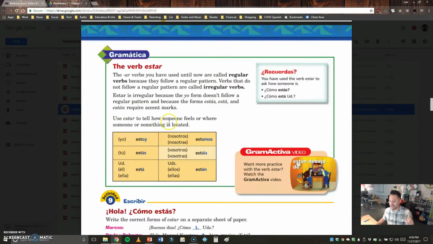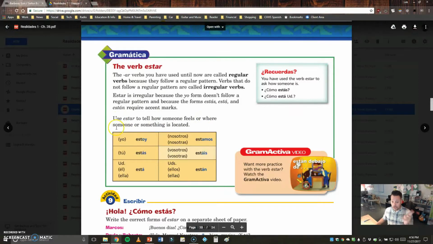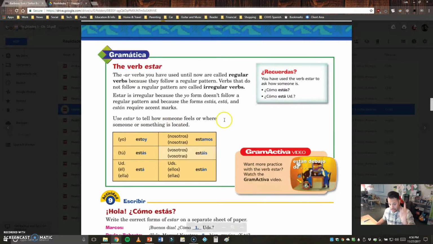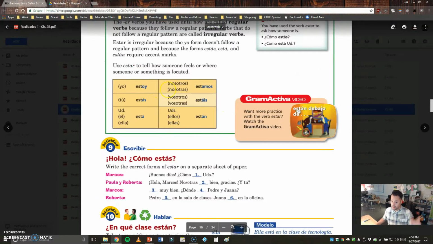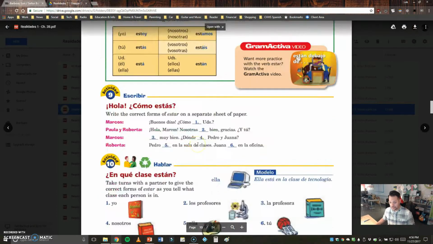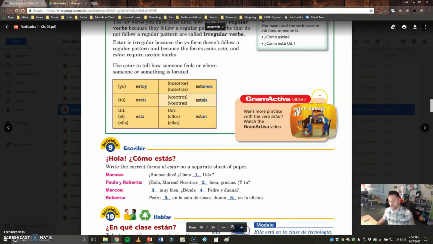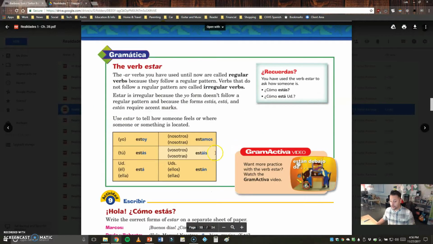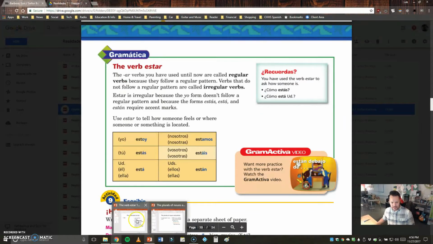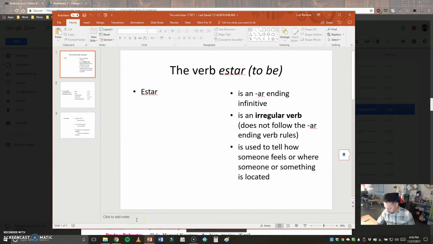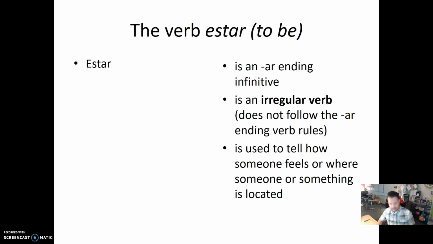Use estar to tell how someone feels or where someone or something is located. So you could see the different flavors of the verb estar. Once again, I'm looking on page 107, página 107 in your book. We don't use the vosotros form; we're going to leave that out. Lucky you, I have a PowerPoint here that encompasses everything I've been telling you about.